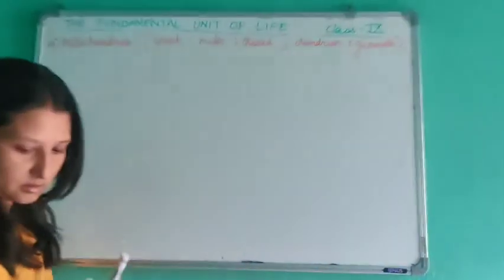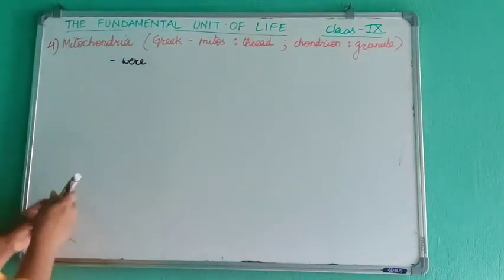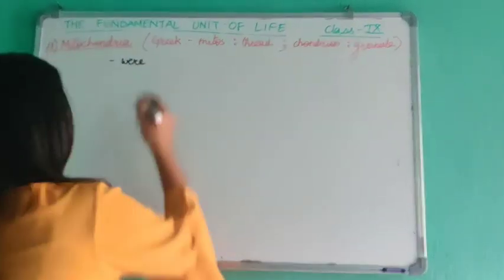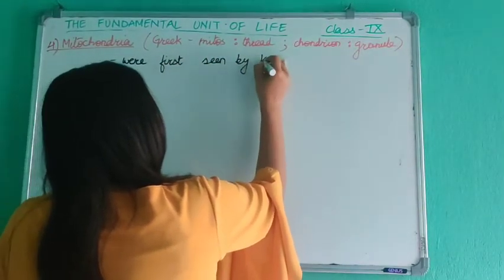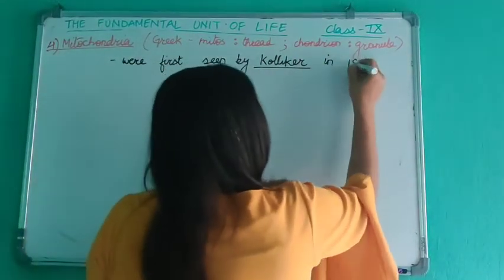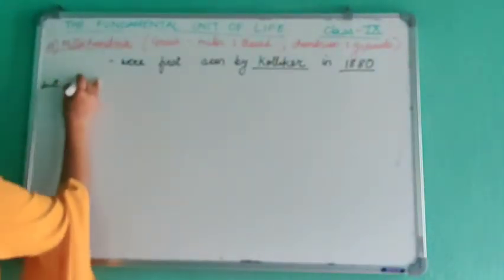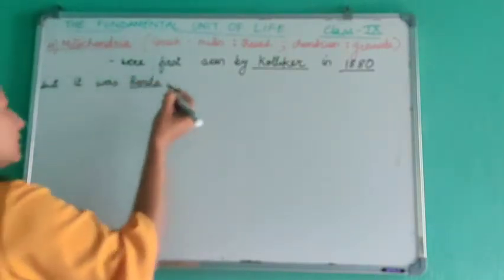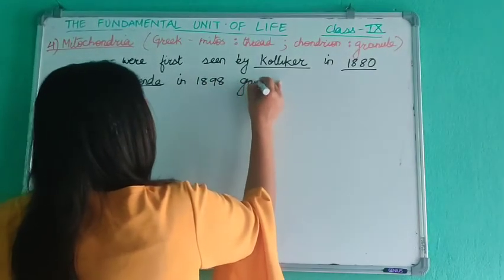Now, mitochondria were first observed by Kölliker, the name of the scientist, in 1880. But it was Benda, another scientist, who in 1898 gave the name.